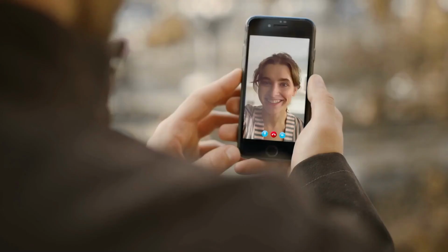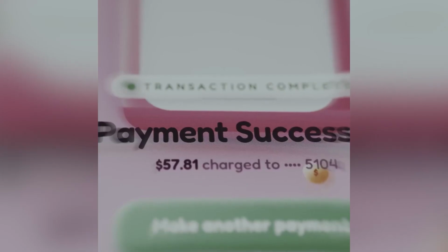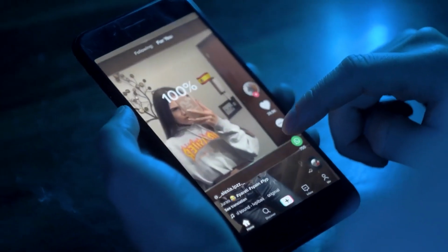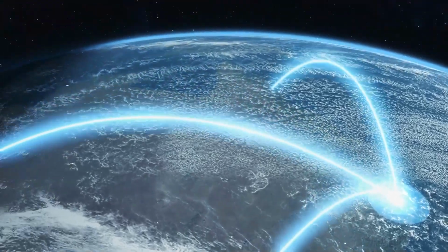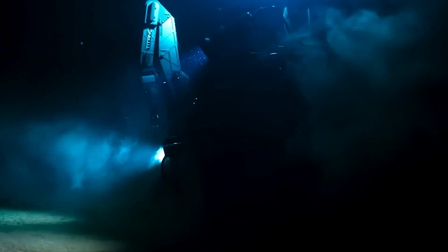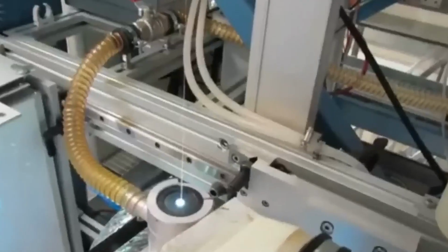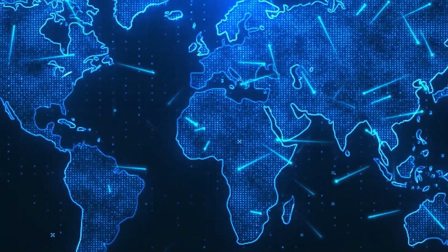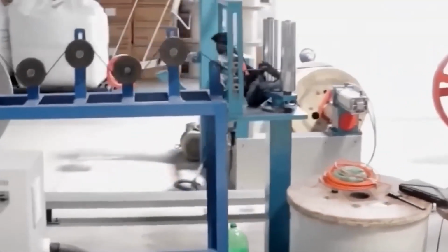Every message, every video call, every digital payment, and every video that crosses the planet travels through a nearly invisible infrastructure. Beneath thousands of meters of water, in total darkness, cables thinner than they appear connect entire continents. This is how the secret backbone of the internet is manufactured and installed.